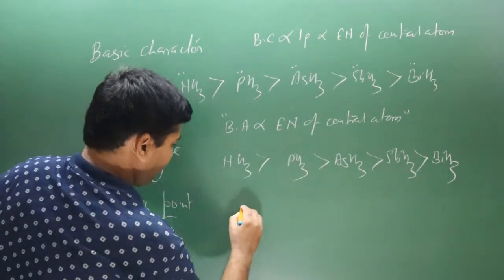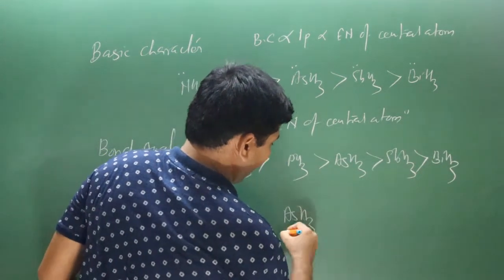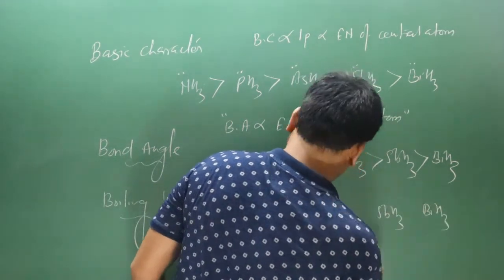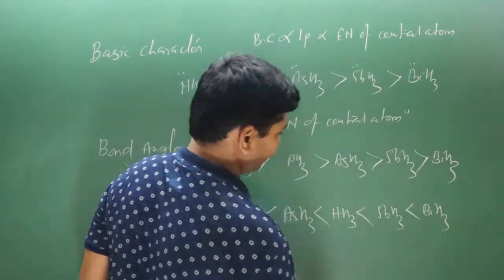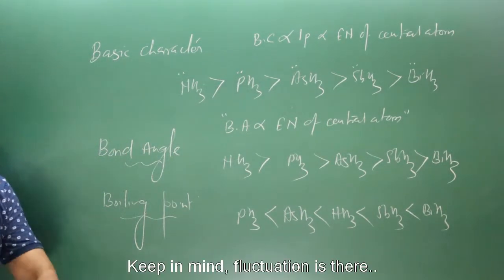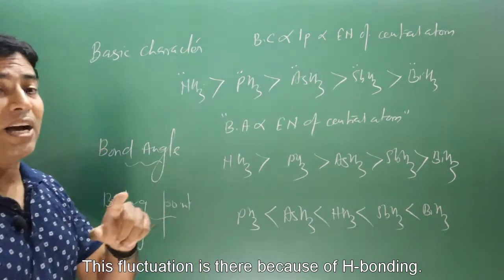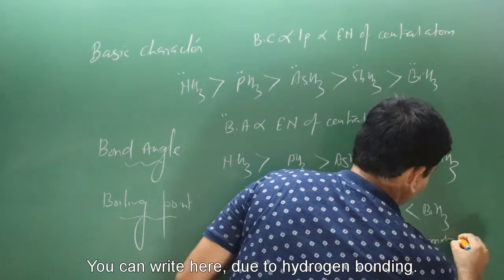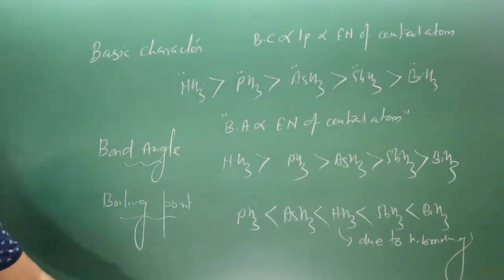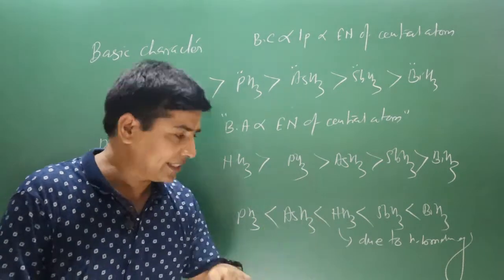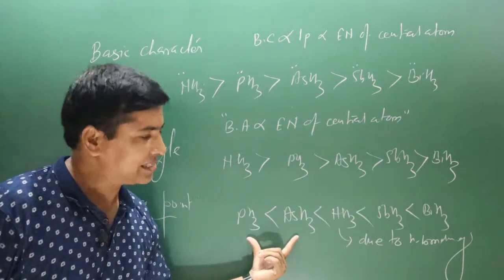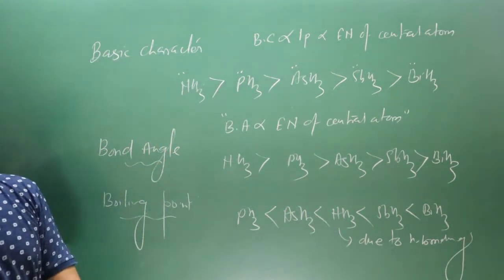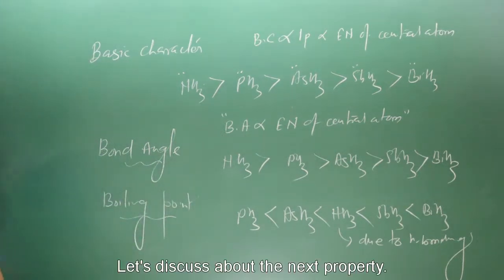Then the order we get is PH3, AsH3, then ammonia, and then we have SbH3 and BiH3. This is the order we have for the boiling point. Keep in mind the fluctuation is there because of the hydrogen bonding. You can write here: due to hydrogen bonding. In fact, ammonia has lower molecular weight than these two hydrides, but due to the hydrogen bonding it has a higher boiling point than these two hydrides.